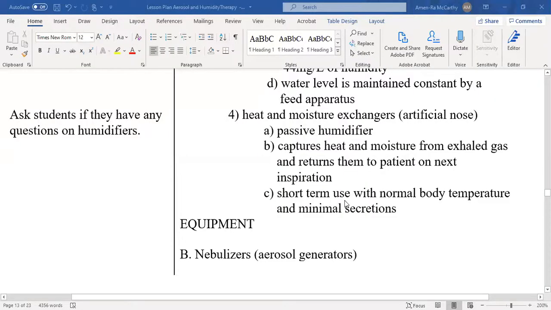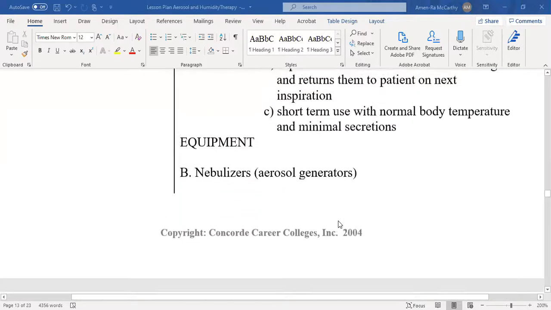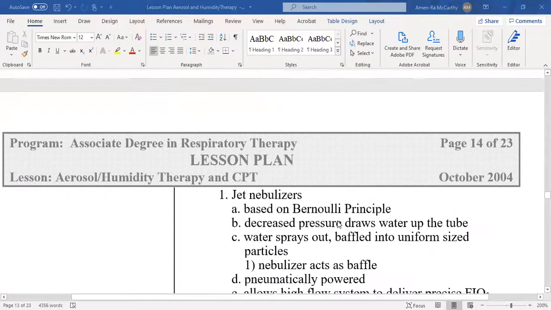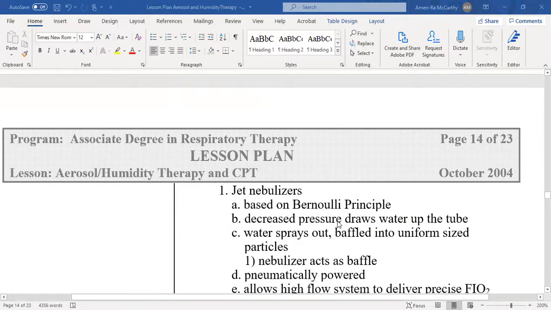All right, so that's the heat moisture exchanger, short term with use of normal body temperature and minimal secretions. If they have a whole lot of secretions, then you don't want to use that. It's not going to work. All right, nebulizers. Now these are actually the nebulizer, the aerosol this, aerosol that, right? Aerosol T-piece, aerosol face tent, right? That's the nebulizer, because the nebulizers you can what?